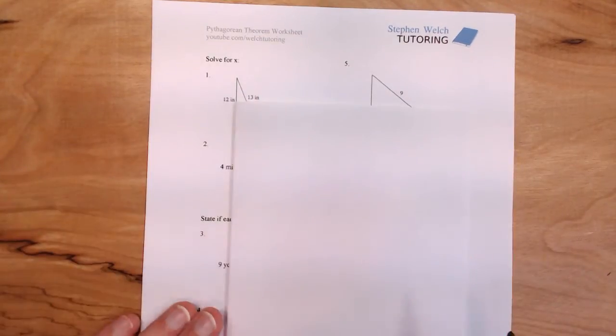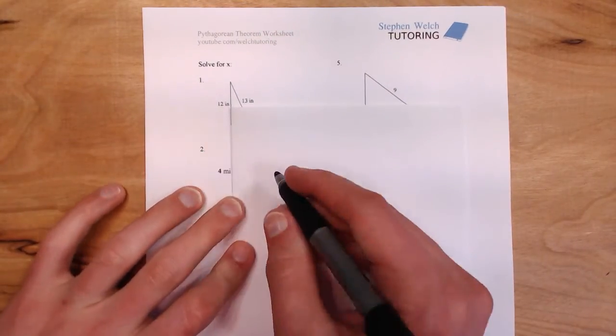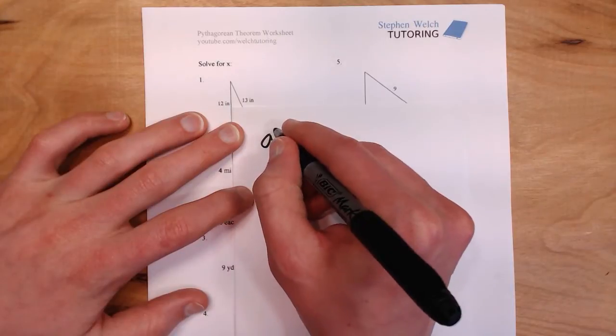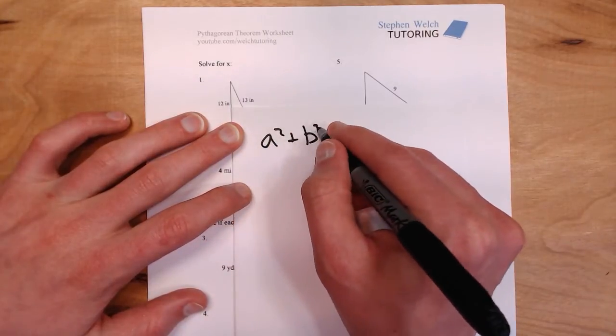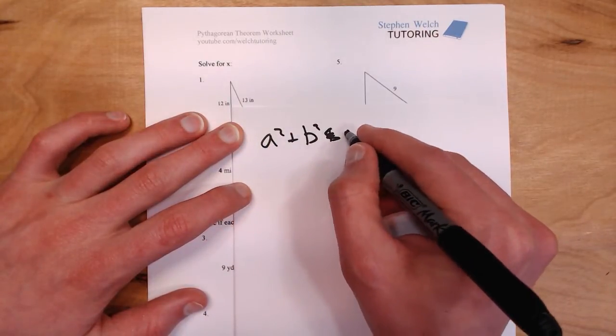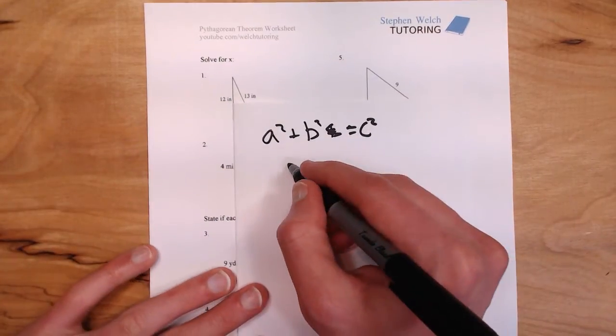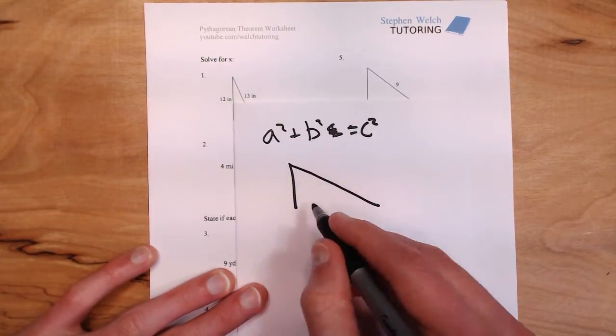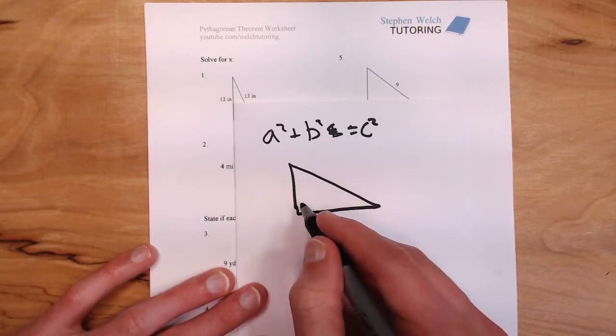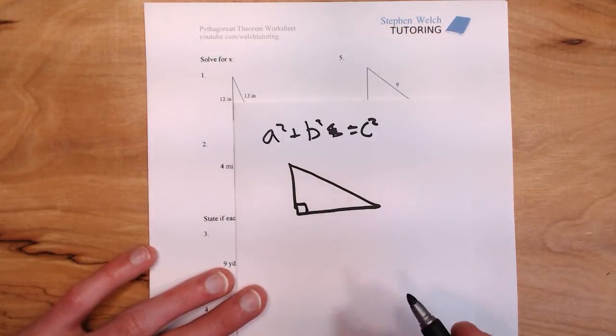Okay, so this is the Pythagorean Theorem worksheet. Remember the Pythagorean Theorem, this will be given to you, so don't worry about memorizing it, but it says a squared plus b squared equals c squared. Okay. And what kind of triangle does this apply to? It applies to only a right triangle.